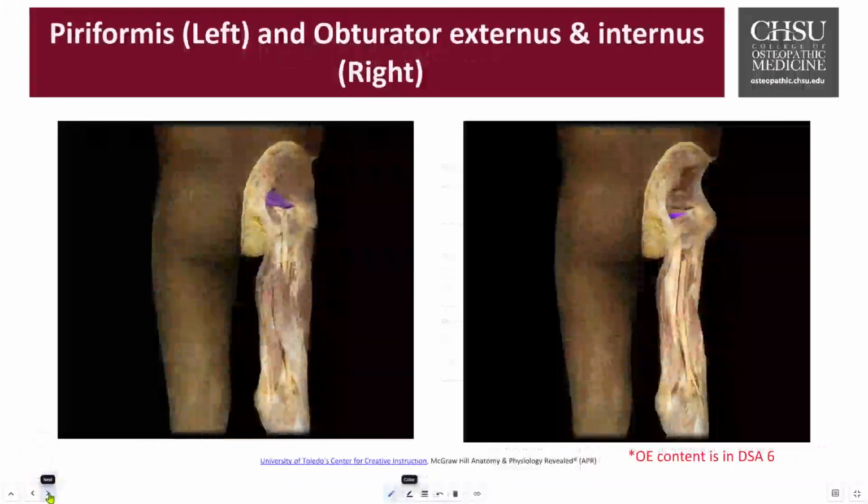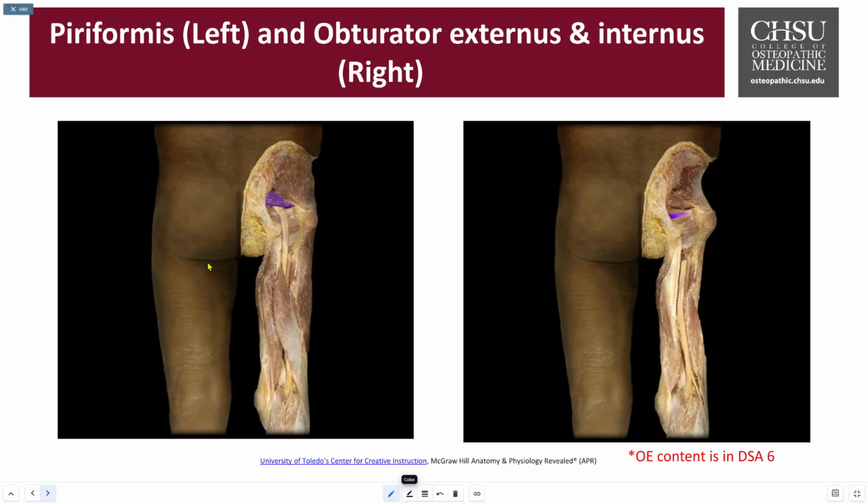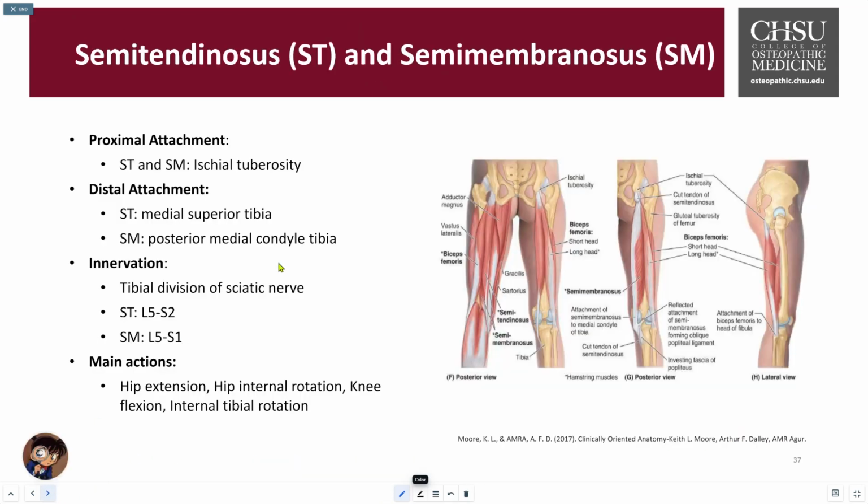Over here I have a cadaver image showing you those two muscles. So on the left hand side we have the piriformis dug within, and then on the right side we have the obturator muscles as a set. Notice that the obturator externus will be talked about a little bit more in depth in DSA 6.